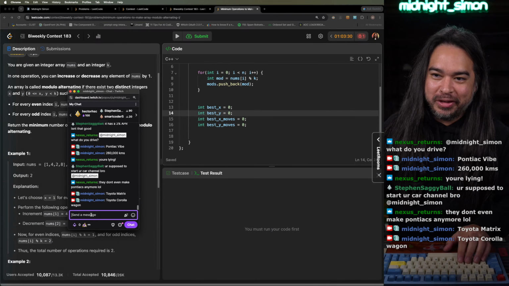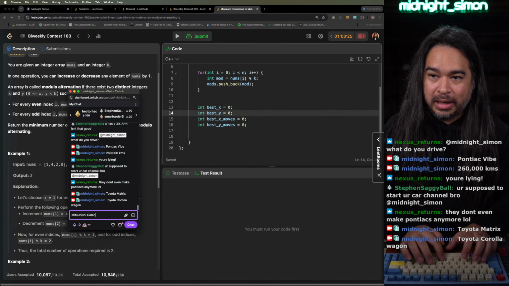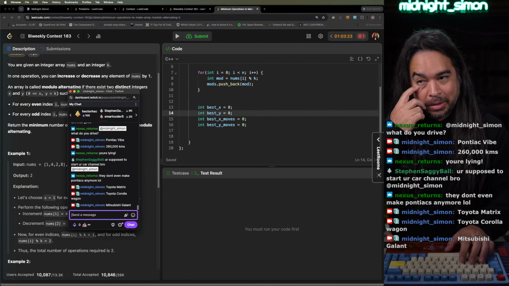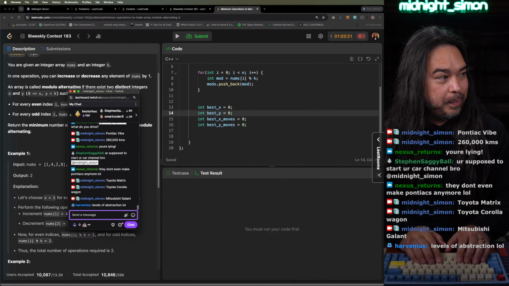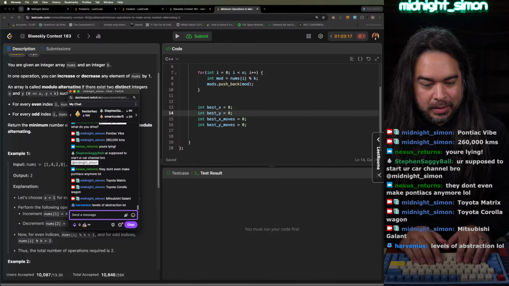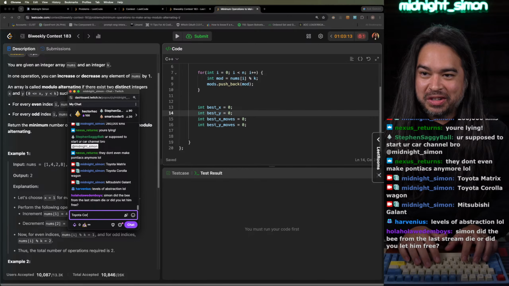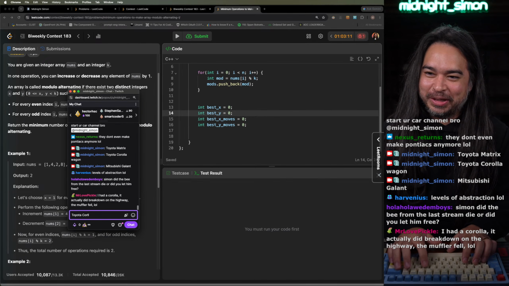My car before this was a Mitsubishi Galant. My car before that was, what did I have before that? Galant. Toyota Corolla. Corolla?